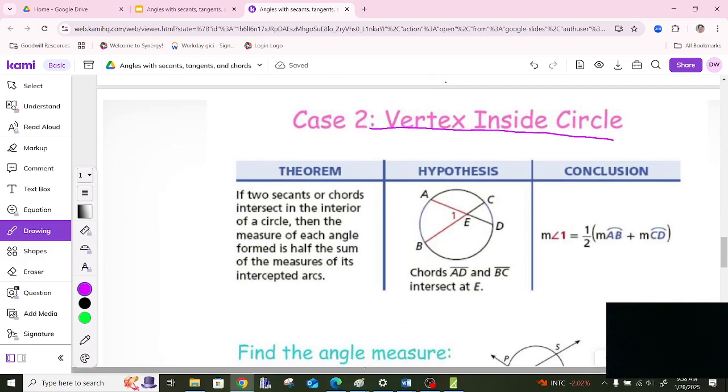Now, the vertex is on the inside of the circle. To find angle 1, note that angle 1 and this other angle here are vertical angles, so they end up being equal. Whatever angle 1 is, this one is going to be that measure too, because anytime you have straight lines that intersect, these are vertical angles.